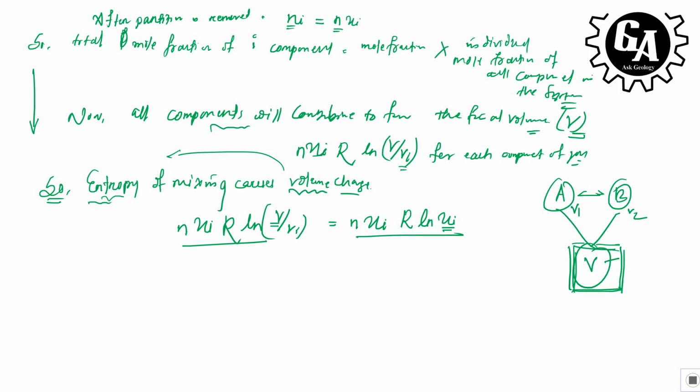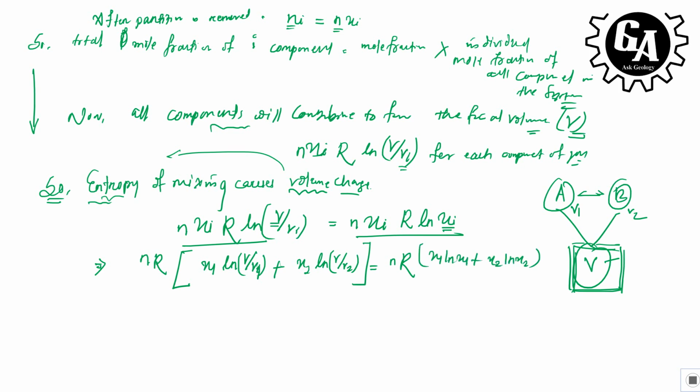So if we expand this, what will be our final expression? That will be nR, then bracket start, X1 ln V by V1 plus X2 ln V by V2, and that will be nR into X1 ln X1 plus X2 ln X2. In this case, for A we are considering X1, for B we are considering X2.